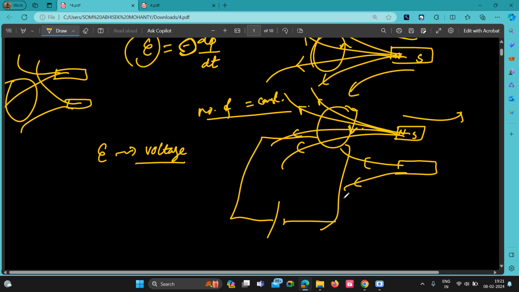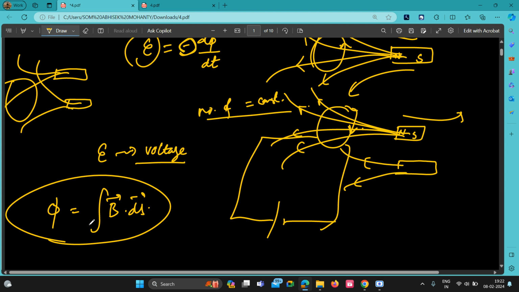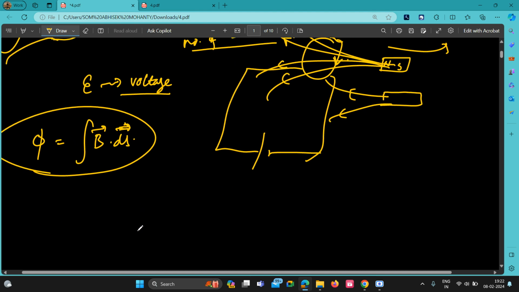Okay. So this is basically your EMF, which is minus d phi by dt. What is flux? What is another formula for flux? Another formula for flux is B dot ds. Flux is equal to B dot ds. B is your magnetic field, and ds is your area.